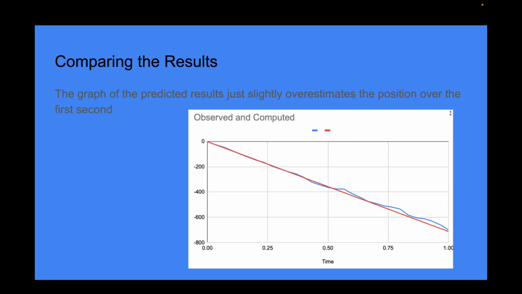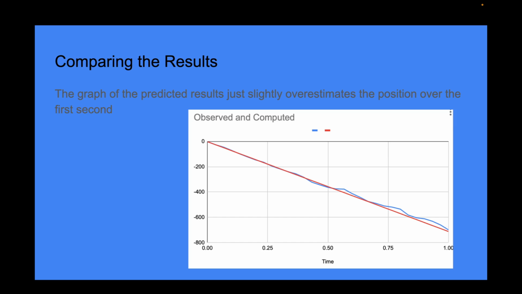Here I'm going to compare the results. The red line is the GlowScript predicted position, and the blue line is the tracker. We can see it's a little inconsistent at the start, but as it goes on, the red line starts to overestimate the position of the ball, and the blue line, while having some inconsistencies, is the actual position. It's less than the red line.